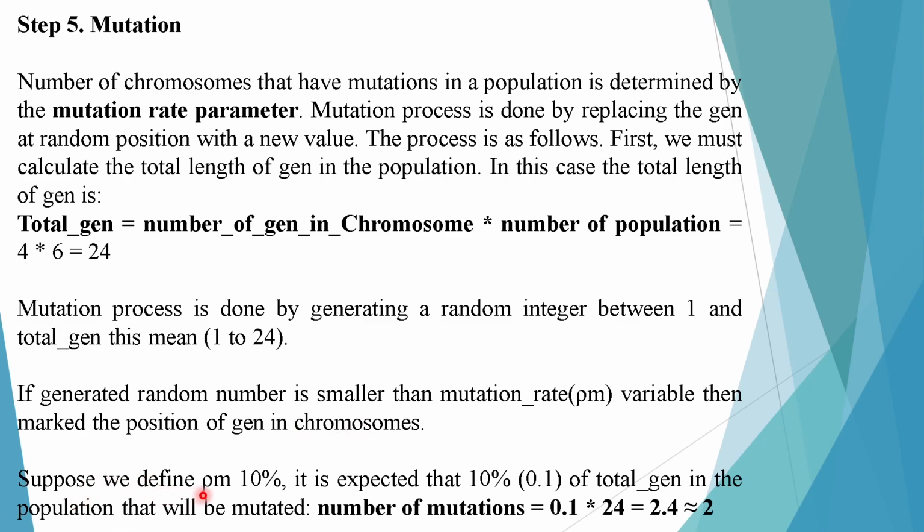Suppose we define the mutation rate as 10%. It is expected that 10%, which is 0.1, of the total genes in the population will be mutated. The number of mutations is 10%, so 0.1 times 24. We got 2 mutations. We should have 2 mutations.